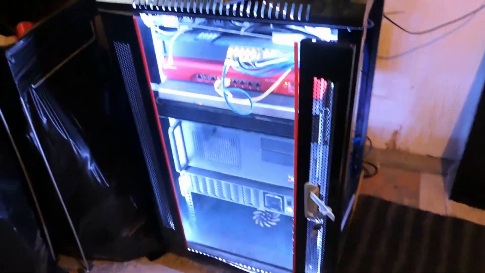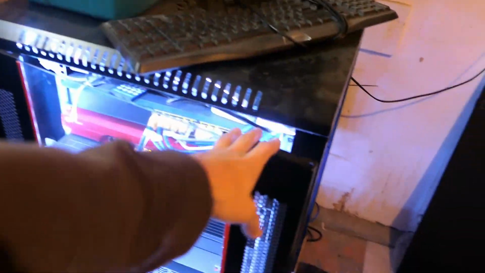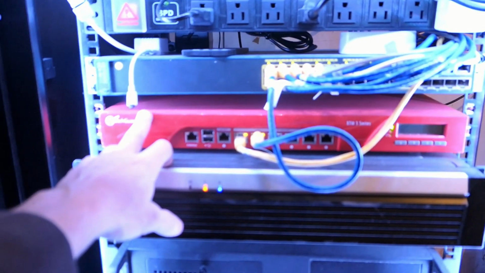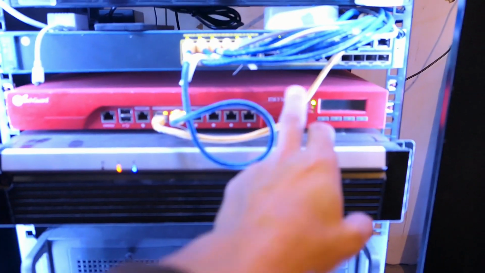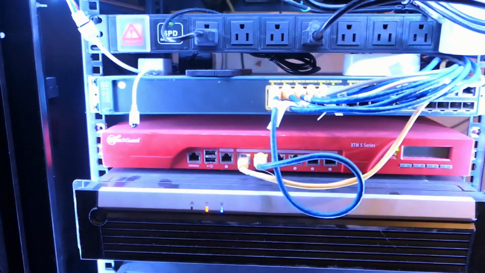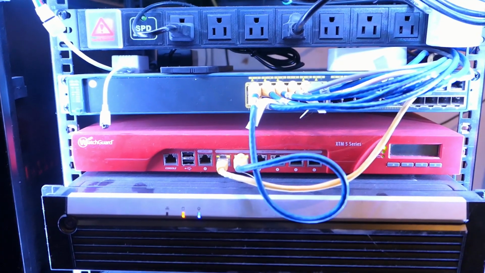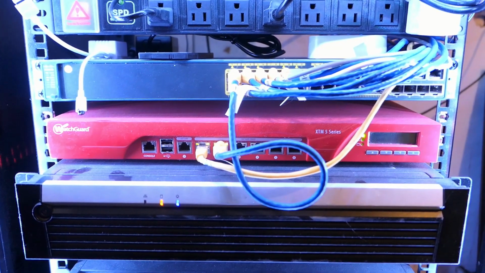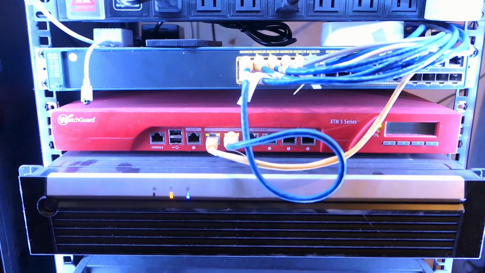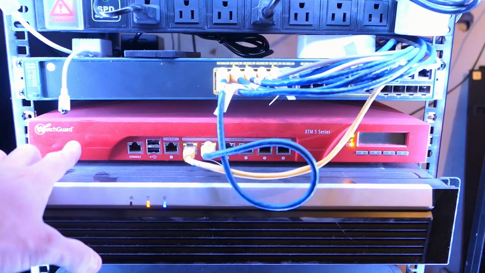Okay, so let's dive in and see what's inside the rack here. Inside my rack, I have right here our firewall, and this is an XTM 5 series, and what's on this red box is pfSense. pfSense is a router OS, like an operating system for a router. So this is actually the router for the house.